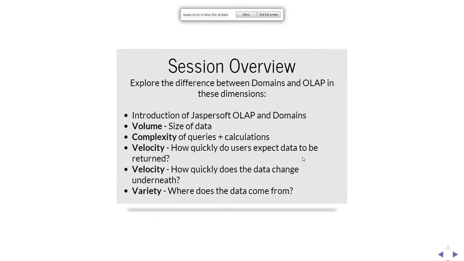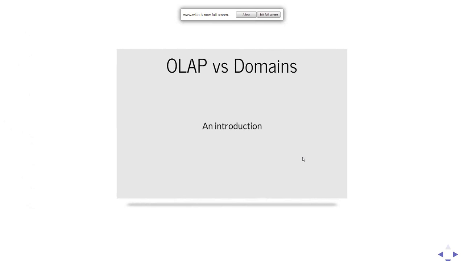So why one versus the other, and what are the differences between them? These are some of the things that we think about when looking at domains versus the OLAP engine. We're going to talk a bit about the general overview, some of it almost a philosophical distinction, and then we'll get into some of the practicalities of using one versus the other: volume and complexity, how quickly you get analysis back, how quickly the data changes underneath it, where the data comes from. So just to do the compare and contrast, and then you can just ask me more. So let's talk about OLAP versus domains.